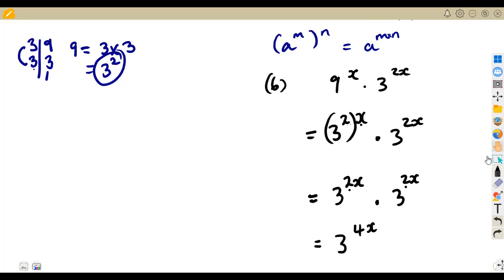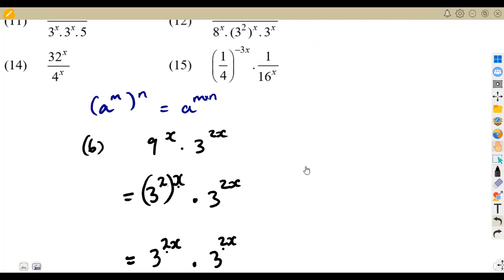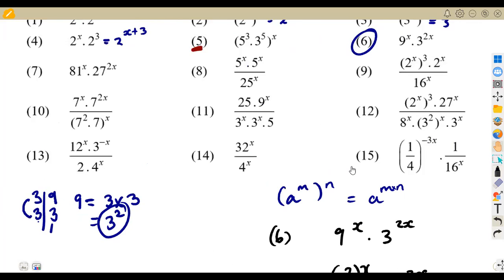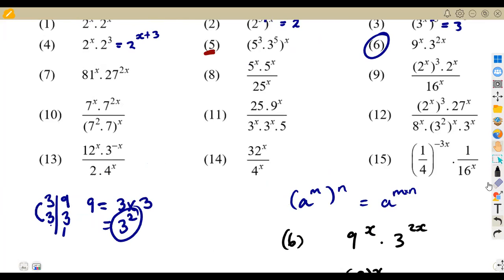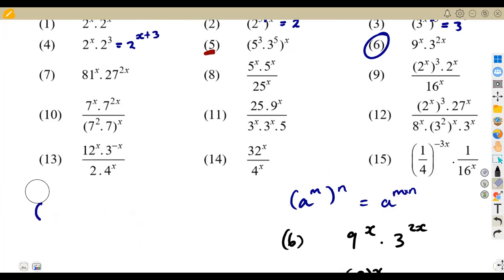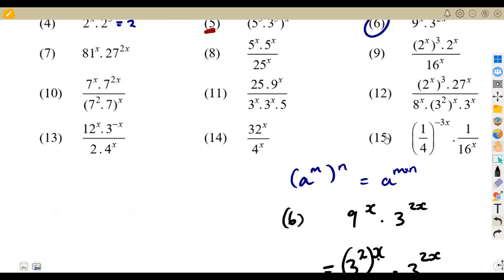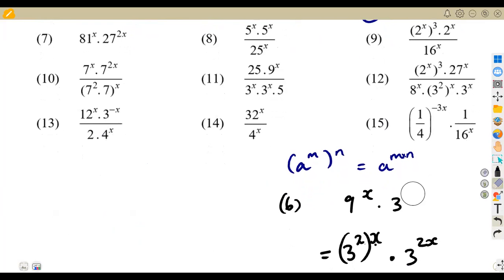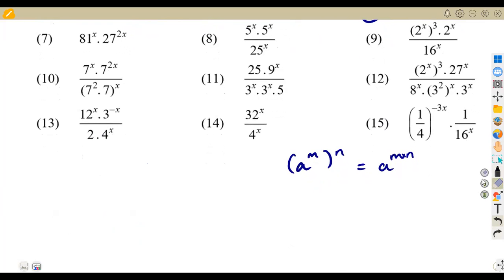All right, so that was our question number 6. Let us check the other part. On question number 7, we have got the same situation here. We can see that it is the same scenario that we had in this part. All right, let me just remove this part here. So number 7, we are given again 81 to the exponent of x multiplied by 27 to the exponent of 2x. So in your own understanding, you might see as if this cannot be simplified.